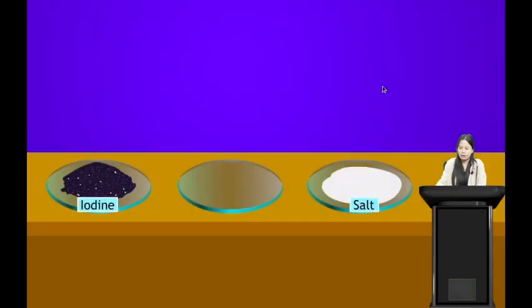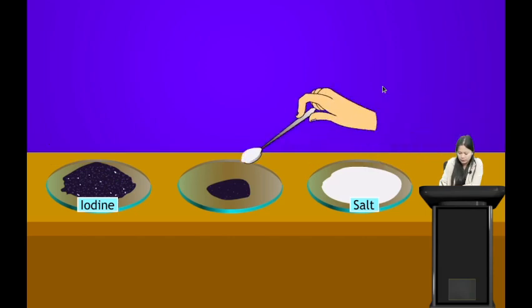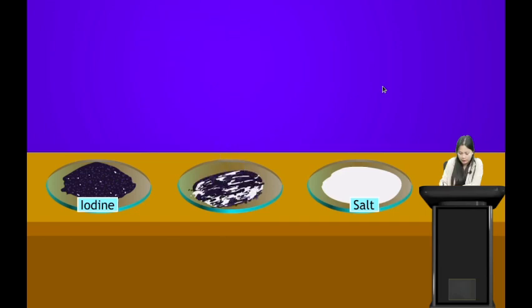Alright students, let us see another mixture. Let us mix salt and iodine. Take some amount of iodine, take some amount of salt and mix them. So we have a mixture of salt and iodine. How do we separate them?